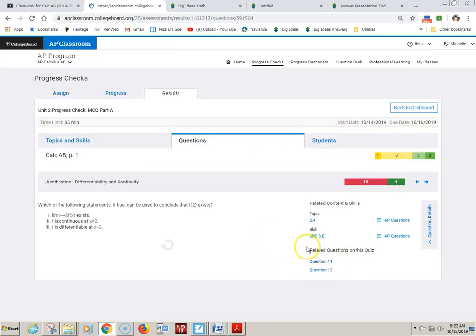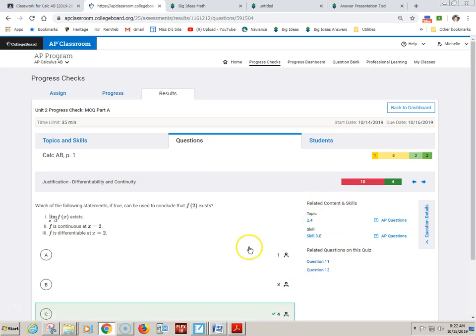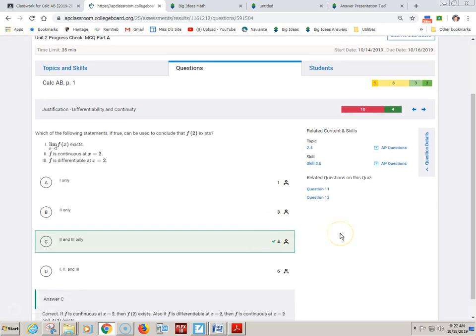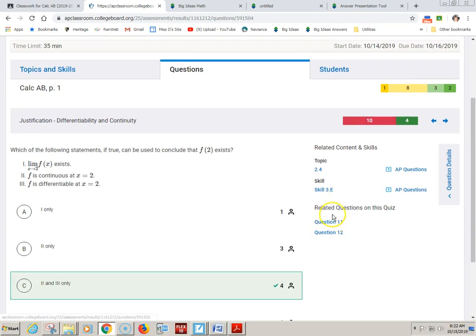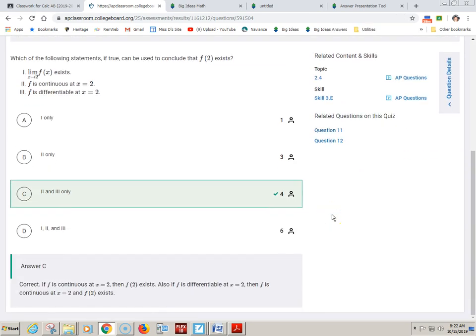Yes, this one. Ah, the 1s, 2s, and 3s. They love those. Let me zoom in just a little bit. Which of the following statements, if true, can be used to conclude that f of 2 exists, and we actually have some multiples? Okay, first of all, before we even go there, we need to actually deduce what's going on here. Where do you guys see the terminology f of something exists?